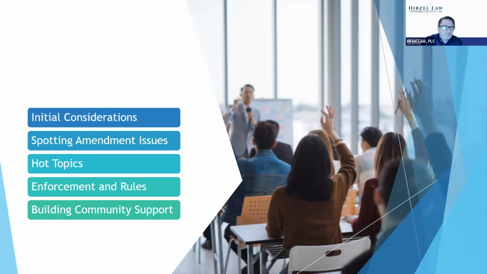What I've tried to do is divide this into 5 different areas, 5 different topics. First, I'll be covering initial considerations. Basically, these are not necessarily specific topics, but things to take into account as you go into a document amendment project, or you're considering going into one. Then I'll be going over how to spot amendment issues. And these are things that may be in your documents that would make you want to conduct a document amendment project or pursue amendments. The next category after that would be hot topics.